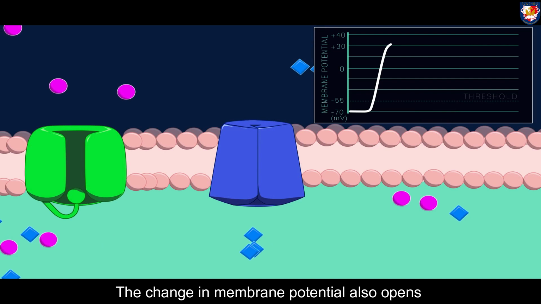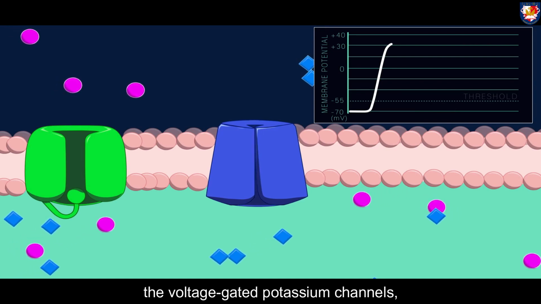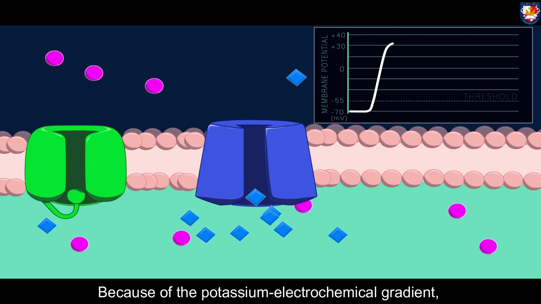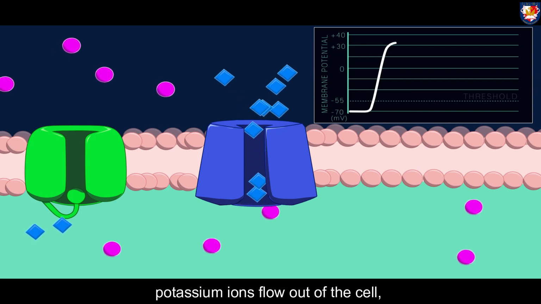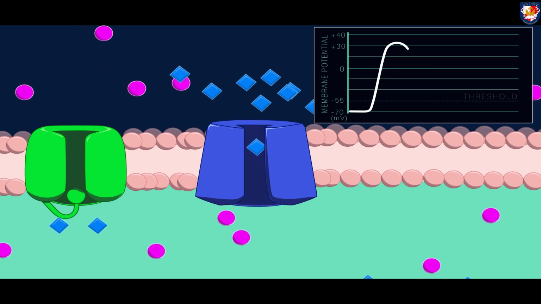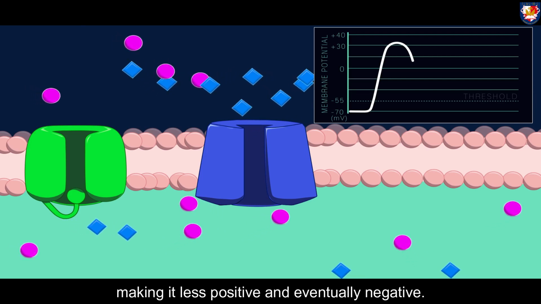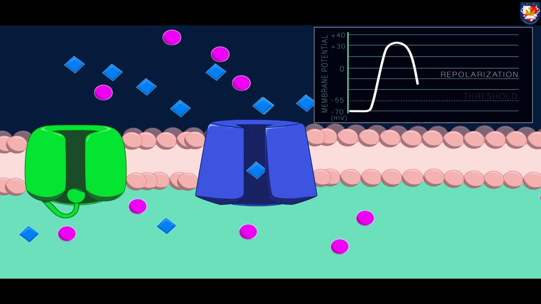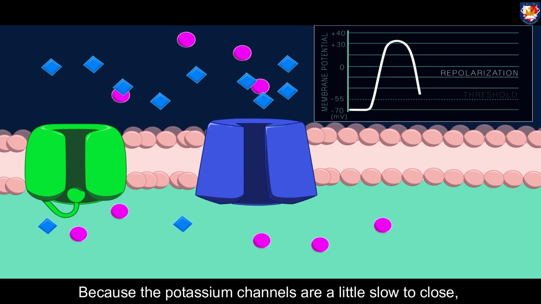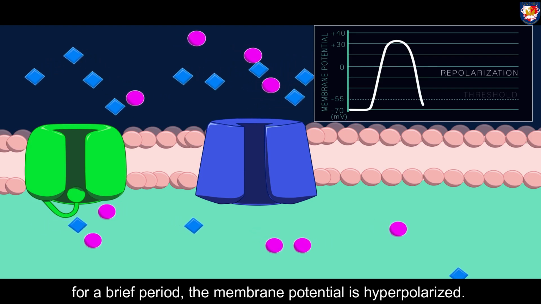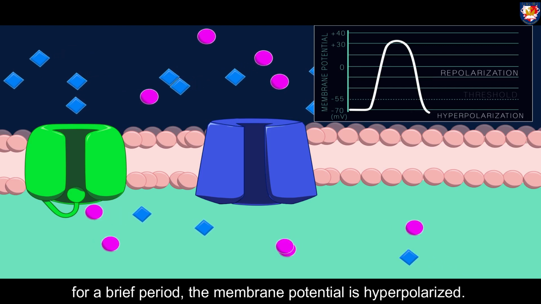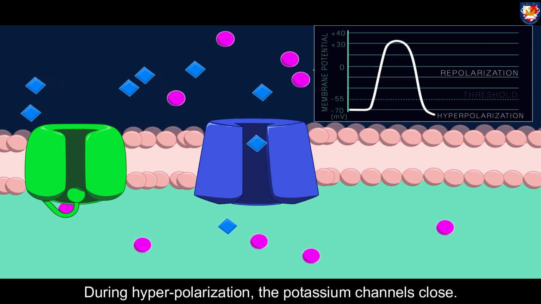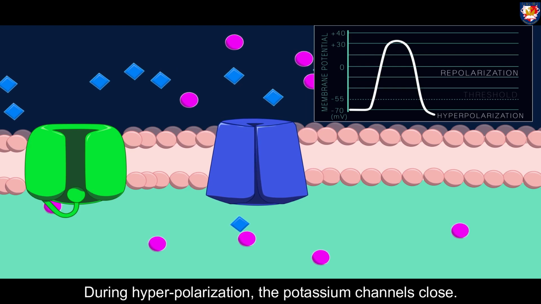The change in the membrane potential also opens the voltage-gated potassium channels, though they open and close more slowly. Because of the potassium electrochemical gradient, potassium ions flow out of the cell, making it less positive and eventually negative. This process is called repolarization. Because the potassium channels are a little slow to close, for a brief period the membrane potential is hyperpolarized. It's more negative than the resting potential. During hyperpolarization, the potassium channels close.